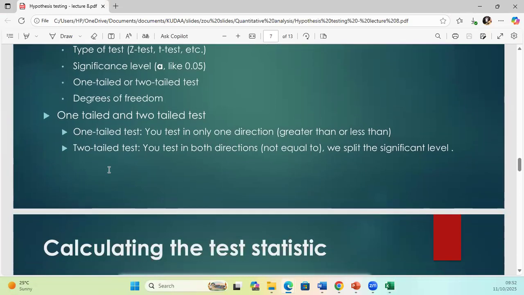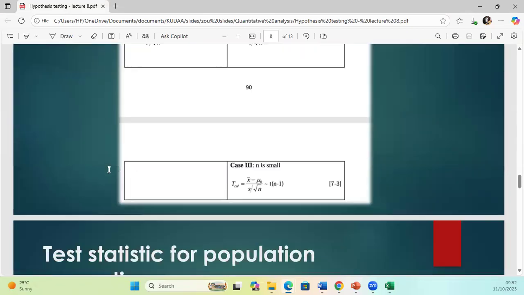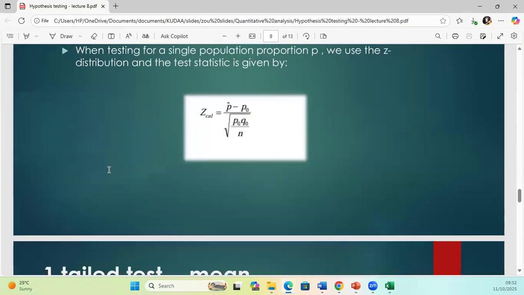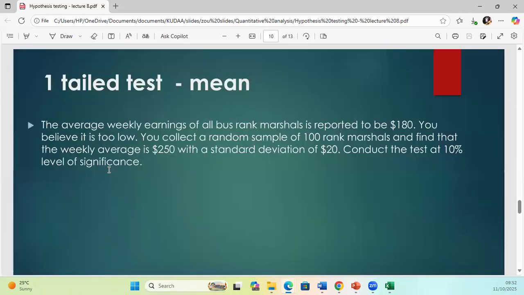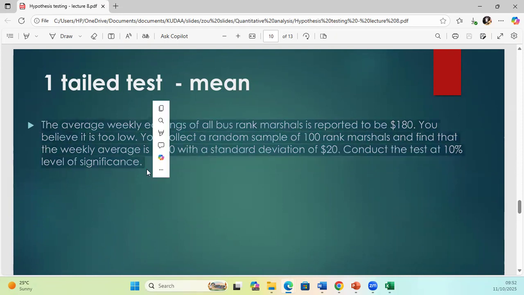Now, let's move on. Let's go to the first example. The average weekly earnings of all bus rank marshals is reported to be, so what we are testing here is the mean. So the claim we are testing is the mean. Let me see if I can copy this to the Excel.